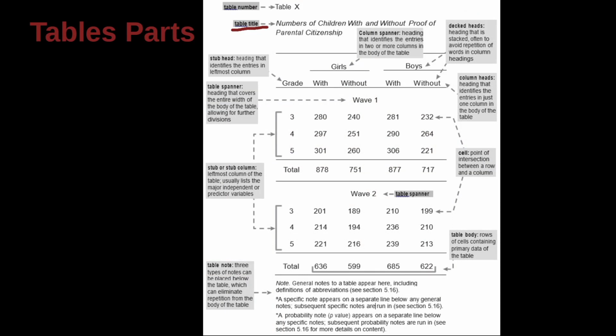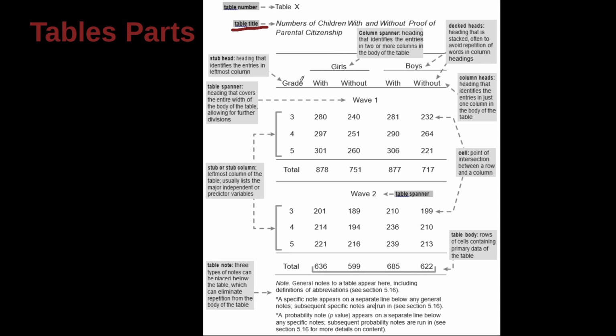So we have a title, and you can see the title here. We're going to go over some examples in a minute. It is all capital letters, just like the title of a paper. You title it in the same way. Now, down here is the body of the table, but you can see we have a number of columns. These columns are, interestingly, combining together. So here we have boys and girls, and we divide them into the subgroups of boys with and boys without, girls with and girls without, and then a grade, because girls and boys have a grade, right?